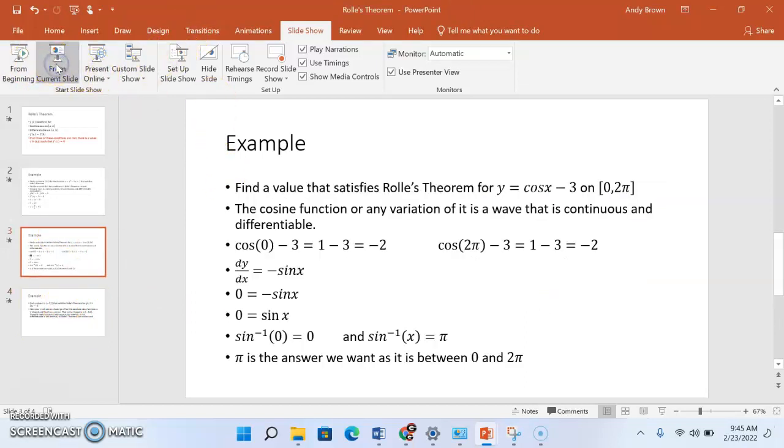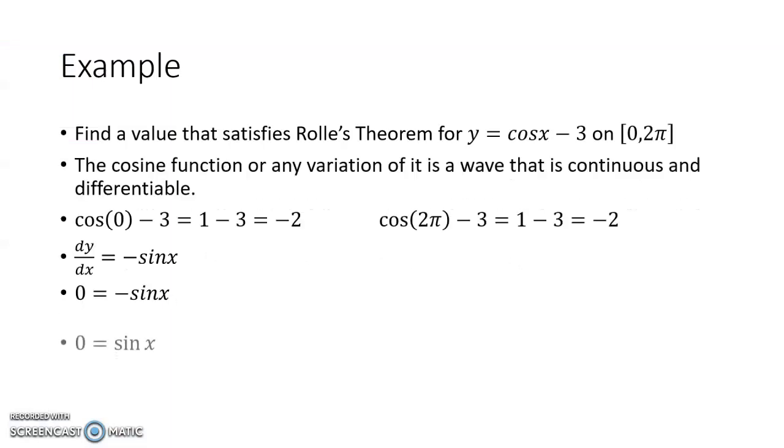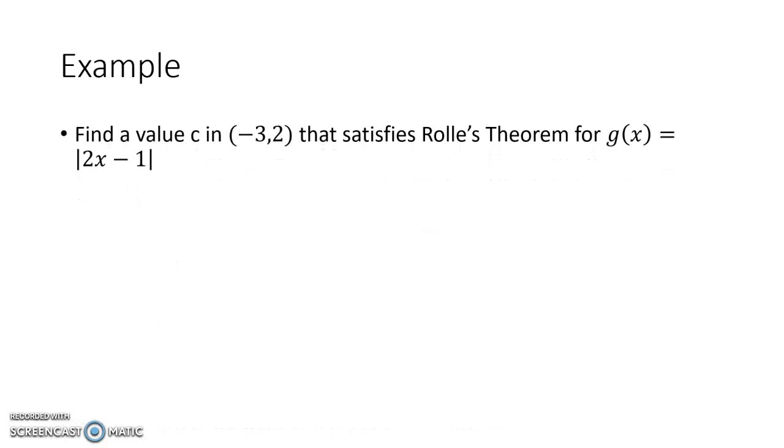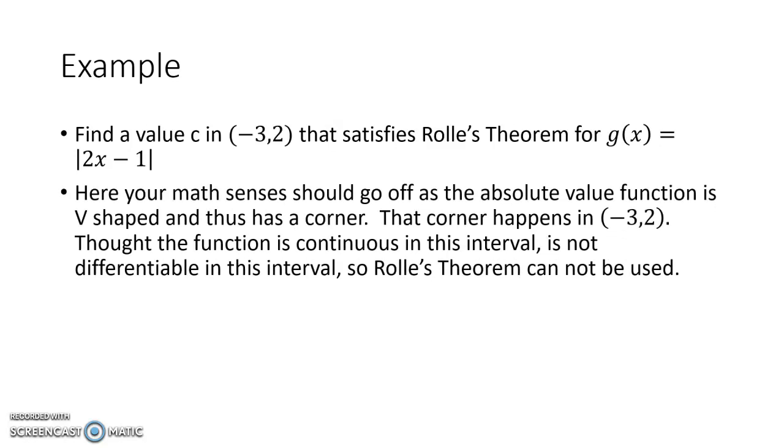Alright, last example. What about this one? Find a value C in negative 3, 2 that satisfies Rolle's theorem. Now, this is an absolute value function, so it should immediately set off an alarm in your head. Something about that absolute value function is V-shaped. When you're V-shaped, that's a sharp corner. That's no good.